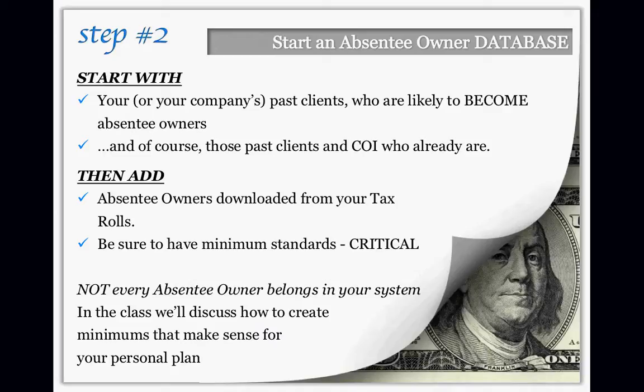And you start with you or your company's past clients who are likely to become absentee owners or who already are. All right, so begin with that group. You can probably look in your company or your own database and identify a few or a few dozen or even a few hundred that already have some background with you, right? And then we're going to add absentee owners that you're downloading from your tax records, right? If you don't have access to your tax records, we do have some ideas to get around that, to figure out how that works. And we'll talk to you in class number 1 about that. But you want to be sure to have some minimum standards.